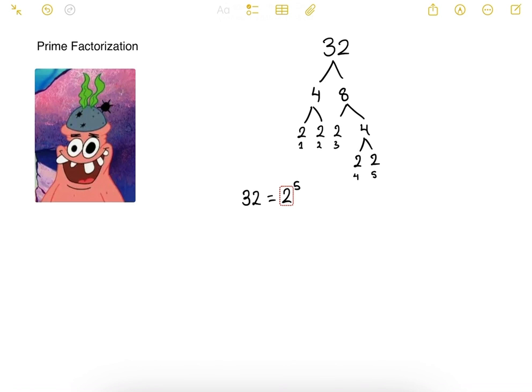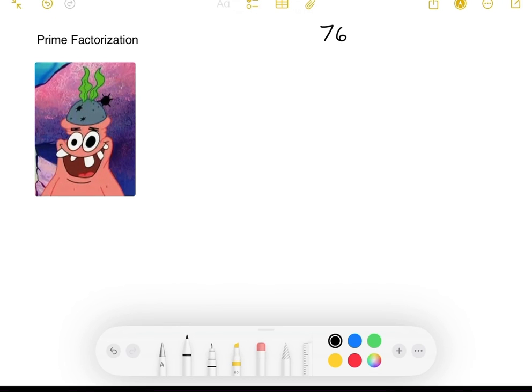All right, and the last example I'm giving y'all is 76. Really, there aren't too many factors of this number, but we know it's an even number, so we can just break it down. One of the factors is going to be 2, and we do 76 divided by 2. Minus 6 is 38. So 2 times 38 equals 76. So 38 is going to go on the other side.